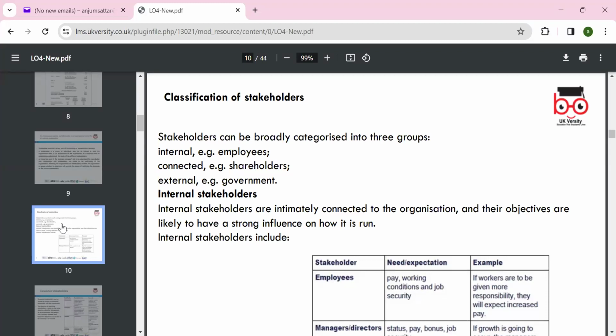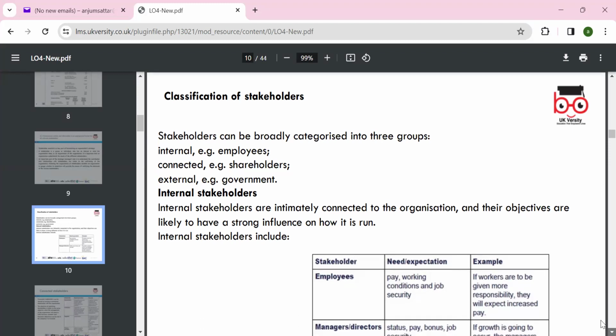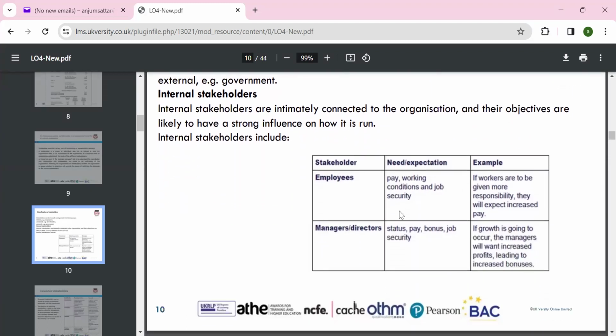a strong influence. So we can look at employees, managers, these are the stakeholders, and their expectations: pay, working condition, job security. If the workers are to be given more responsibility, they will expect an increase in pay and the taxes and all, you know, the benefit of the car, the fuel, and all, you know, these need to be communicated to the stakeholder. That's why the communication with the stakeholders is very important.